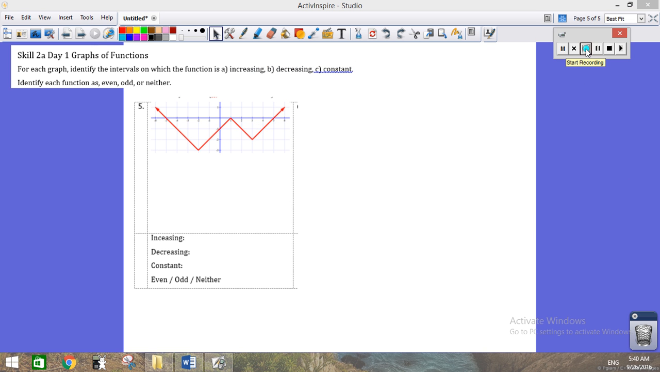Let's take a look at problem number 5. On these graphs of functions in this exercise, they have the same directions. We're looking to identify intervals over which the function is increasing, decreasing, or constant, and also to identify the symmetries, if there are symmetries of the graph with respect to the y-axis and with respect to the origin.